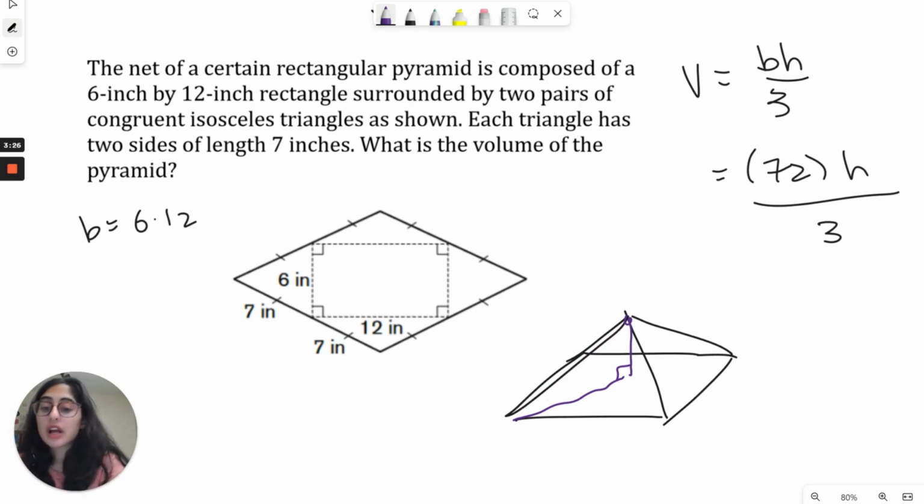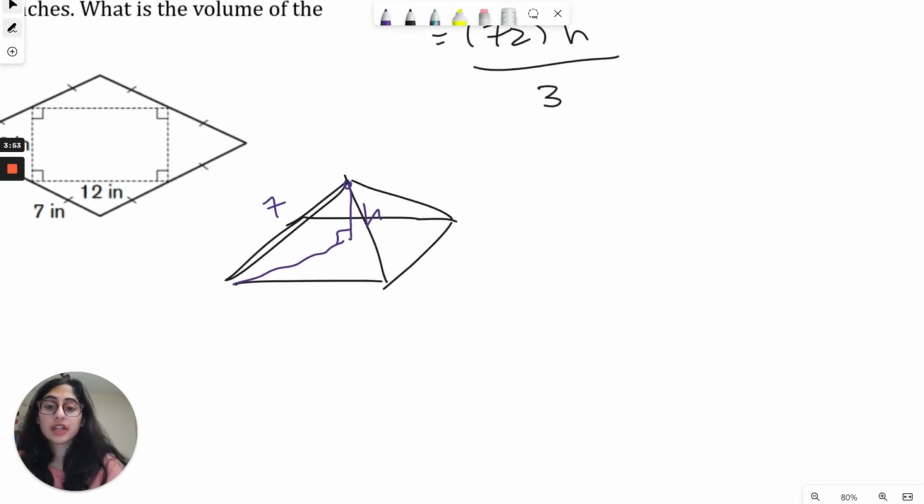And you might be wondering, we don't have the lateral edge of this pyramid or the height, so how are we going to figure this out? Well, we actually do have the lateral edge, and that's the 7-inch figure that they gave us, because when we fold these triangles inward as our pyramid, these are going to go up here, and we get that our lateral edge is 7. So once we figure out what this leg is, we can use the Pythagorean theorem to find our height. So how do we figure out what that leg is?